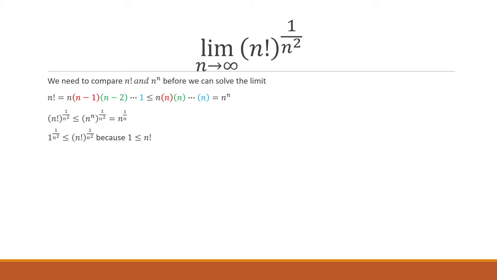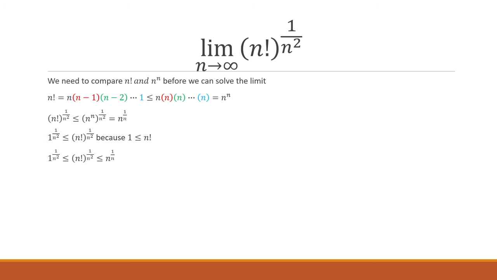Now for lower bound, I know that n factorial is always going to be bigger than or equal to 1 when n is bigger than or equal to 1. So keep in mind here, we're looking at n approaching positive infinity, and that's another way of saying n large, right? So for large n values, we know that n factorial is greater than or equal to 1. So I'm just going to replace n factorial with 1, and because the base is smaller and the exponent is the same, we know that 1 to the 1 over n squared is definitely smaller than n factorial raised to the 1 over n squared power.